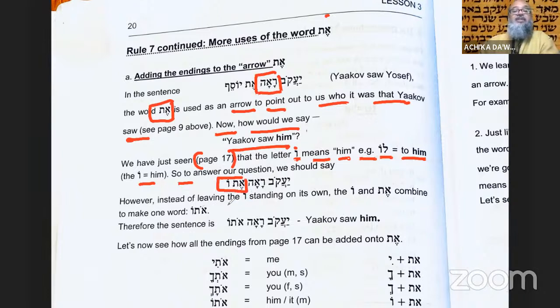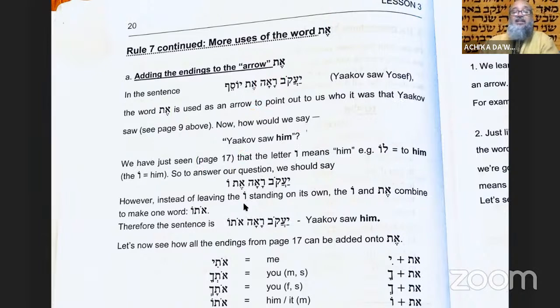However, instead of leaving the vav standing on its own by itself and the eth completely separated, all you've got to do is add them together and you would call it otho. Therefore, the sentence would be Yaakov ra'ah otho. Even though they changed it from the three dots and added it together, because the dot now is here on the top, you still got the eth right here and then you got the ending right here. So that's your piece. You still know that he's talking to him.